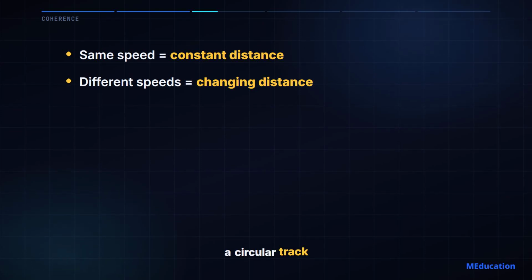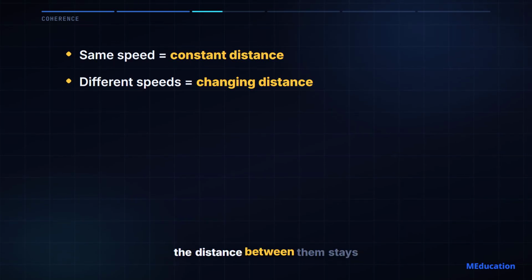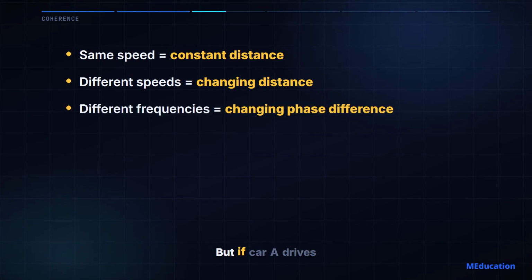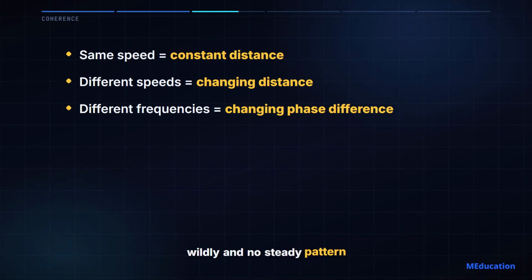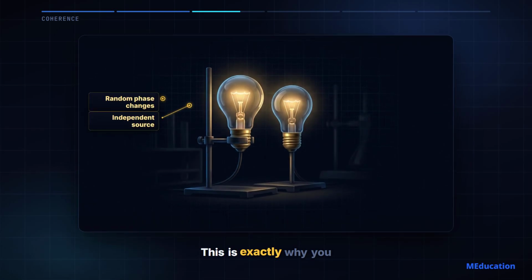Imagine two cars driving around a circular track. If they drive at the exact same speed, which represents the same frequency, the distance between them stays constant. Their phase difference is constant. But if car A drives slightly faster than car B, it will continually pull ahead, eventually lapping the other car. The distance between them is constantly changing. If two waves have different frequencies, their phase difference fluctuates wildly, and no steady pattern can form.